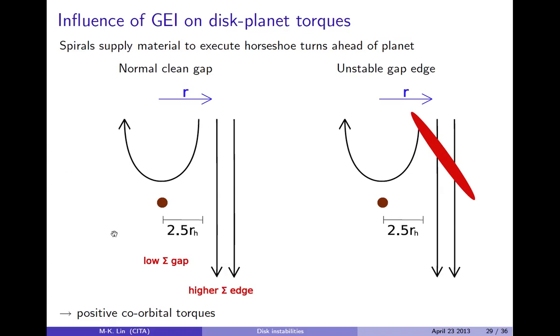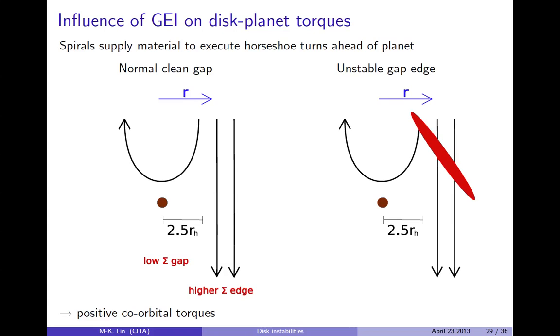But in the normal case of just a giant planet in a stable disk, you don't really expect a lot of torques to come from these horseshoe orbits because we expect the planet to open up a gap. We expect it to clear this co-orbital region of material. So we don't expect a lot of co-rotation torque in that case.